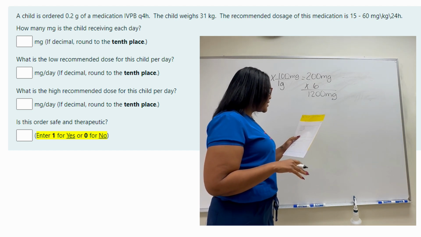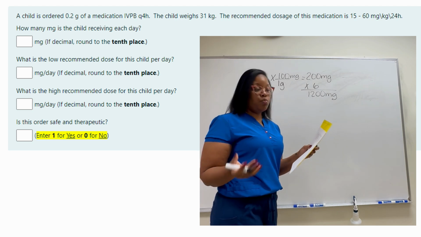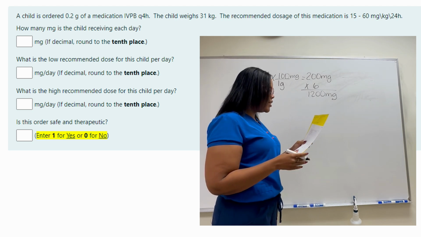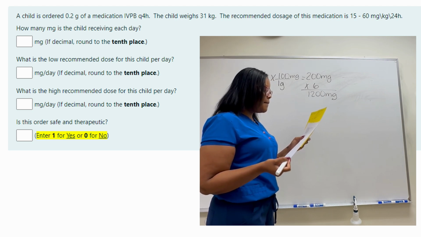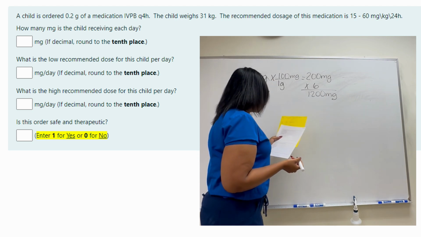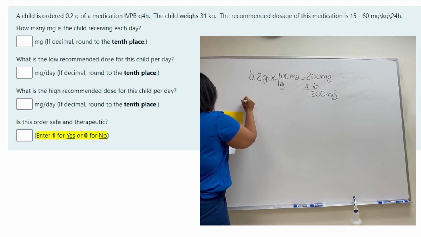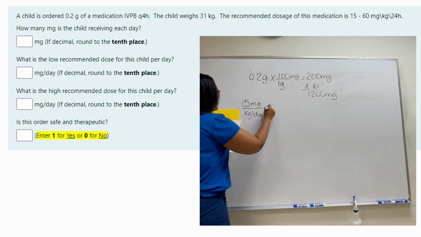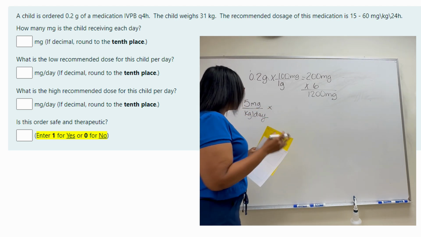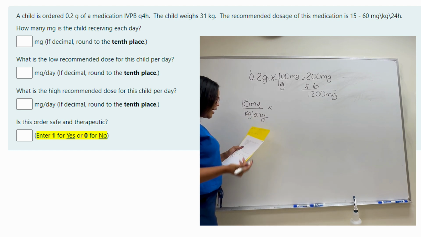All right, so the next problem says, what is the low recommended dose for this child per day? So we want to go back to the problem to see what is the lowest dose. The lowest dose that the child can receive per day is 15 mgs per kg a day. So we want to start with that. We're going to write 15 mgs per kg a day. Our answer needs to be in mgs per day. So that's simple. All we got to do is cancel out our kg.